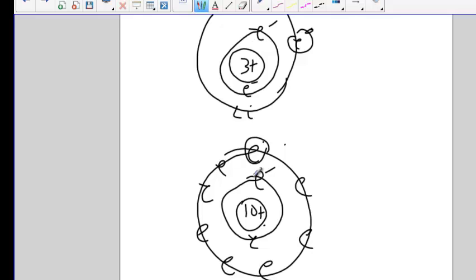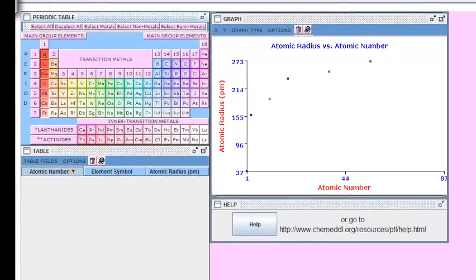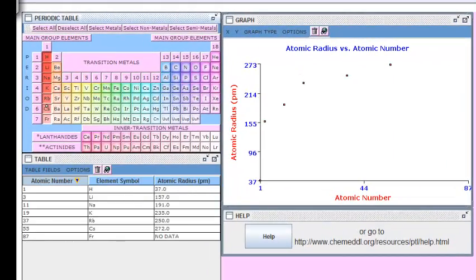What about down a group? Instead of this, let's do this. We'll do graphing radius versus atomic number for the alkali metals, column 1, group 1. Look what happens. Radius is going up. Now that also makes sense. It makes sense for a couple different reasons.